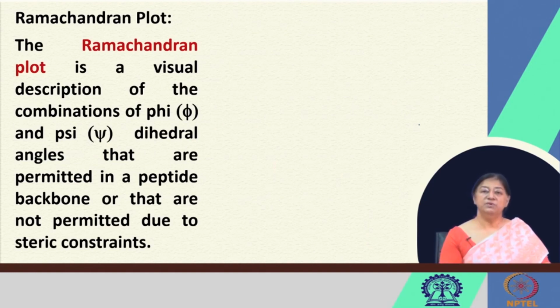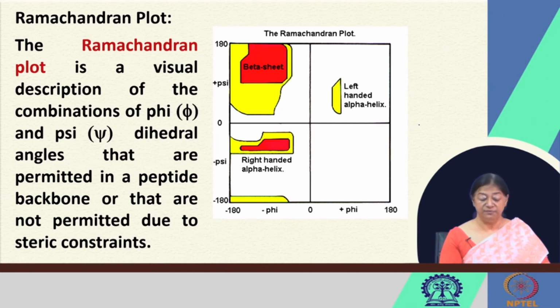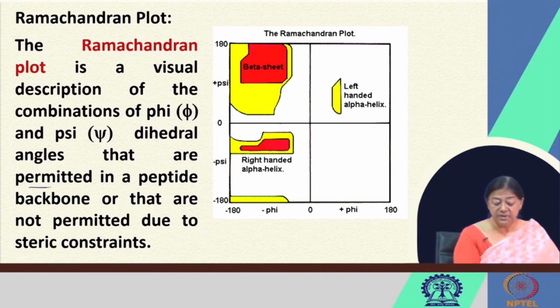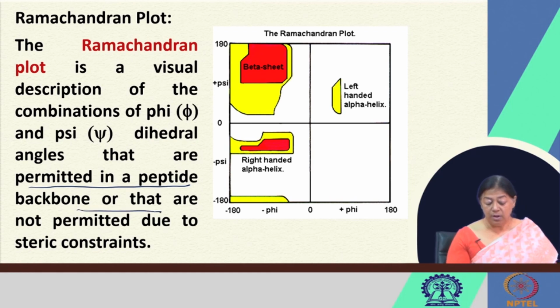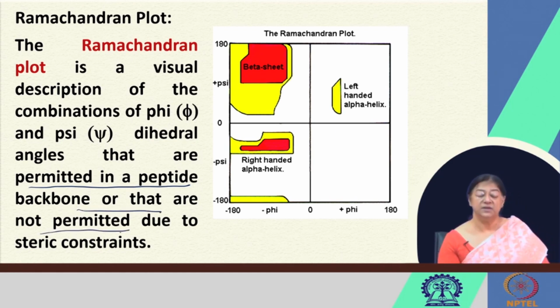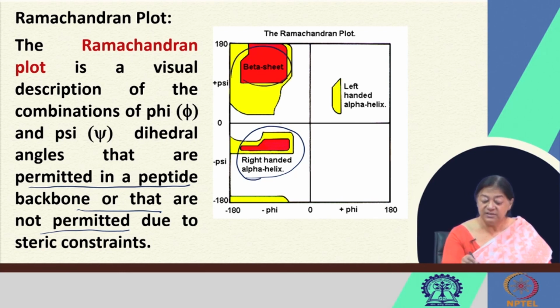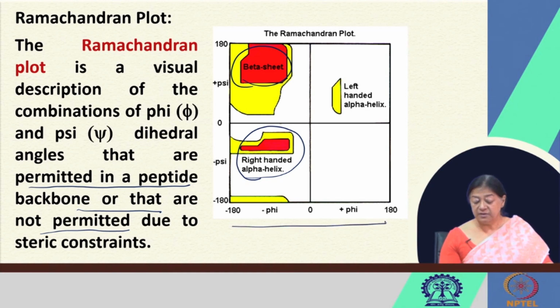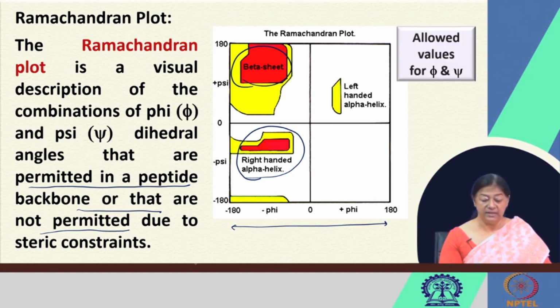The Ramachandran plot is a visual description of the combination of the phi and the psi angles that are permitted in a peptide backbone, and those that are not permitted due to specific steric constraints. Interestingly, the helices are in this region, the beta sheets are in this region, meaning that their phi psi angles, because of the structural constraints and the specific geometrical patterns, occupy specific regions of the Ramachandran plot, and some of these regions are not allowed. Why are they not allowed?